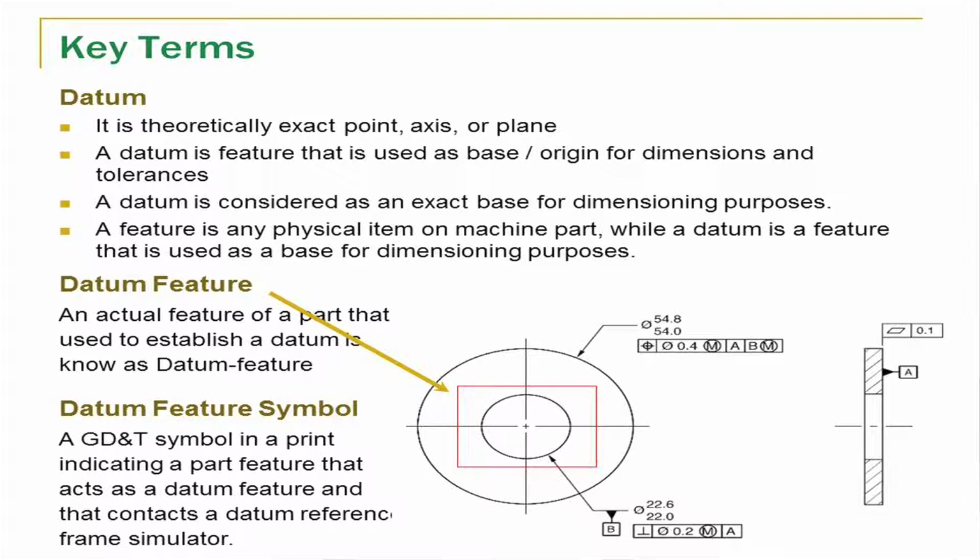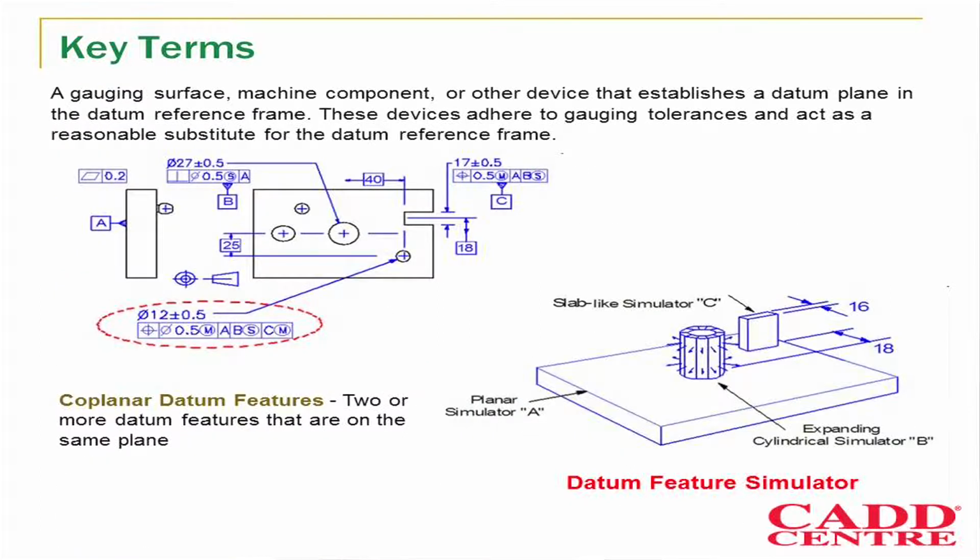Before moving into the datum principles, let us understand the key terms which are used in datums. A datum feature is a feature of a part that is used to establish a datum. Any GD&T symbol which is used to refer to the datum feature, we call it a datum feature symbol. In the picture shown on the screen, you can identify the red color area that is called the datum feature, and you can see a small alphabetical character encompassed inside a square box, that is called the datum feature symbol.